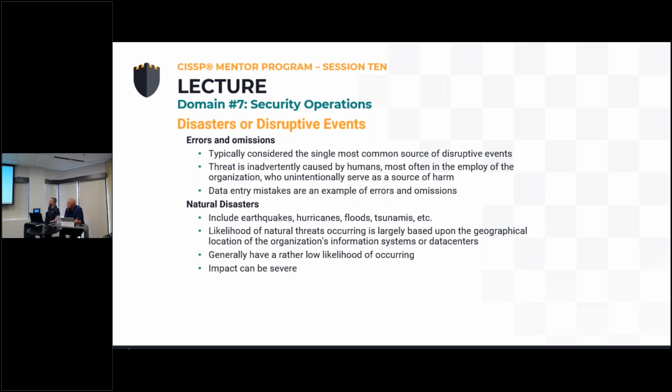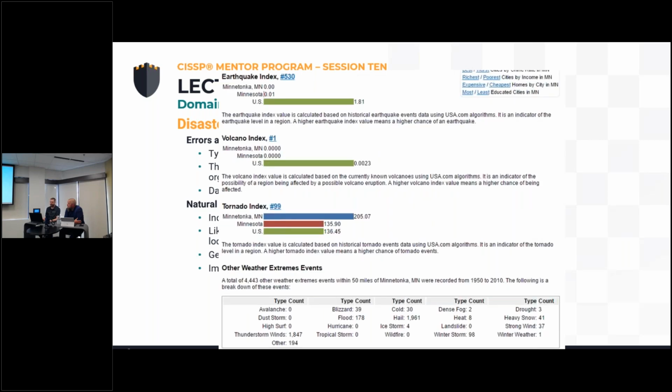Natural disasters we talked about. Low likelihood, we need to know that. That's part of the business impact analysis, understanding what the impact and the likelihood are. It's our risk assessment piece. So there you go. This is what Minnetonka looks like from a natural disaster likelihood. Slightly above average for tornadoes. And this is just USA.com. This is free.